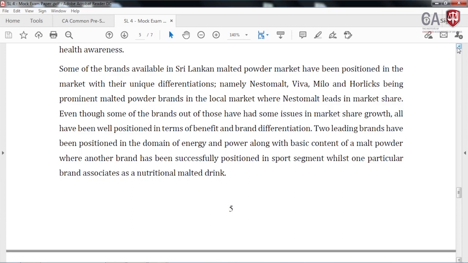So, how have they positioned the product? Unique differentiation applied. They have applied unique differentiations. Even though some of the brands have had some issues in market share growth, all have been well positioned in terms of benefit and brand differentiations.